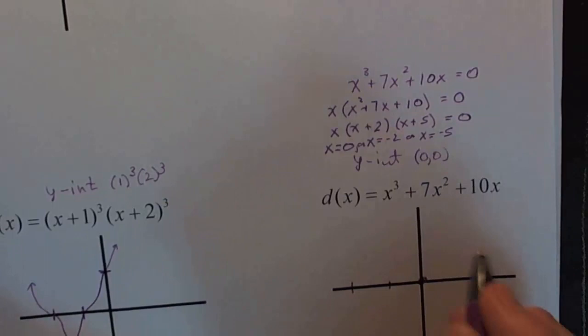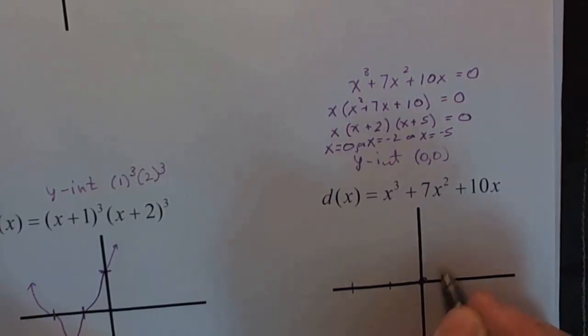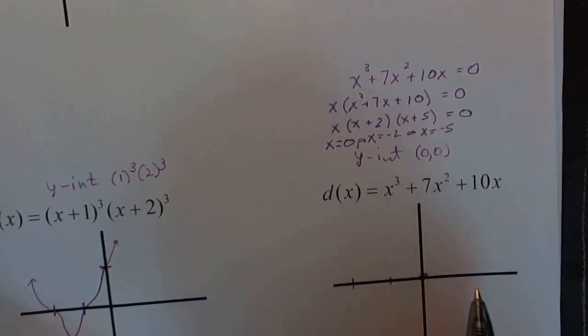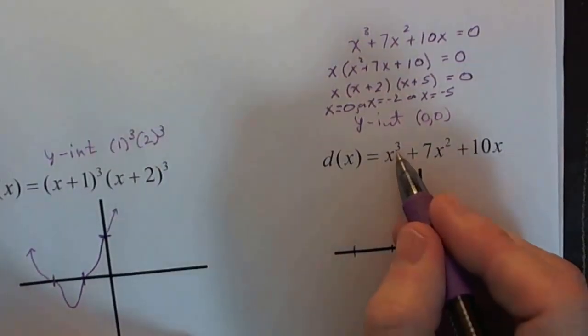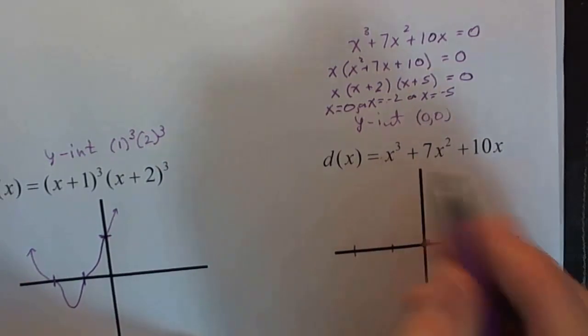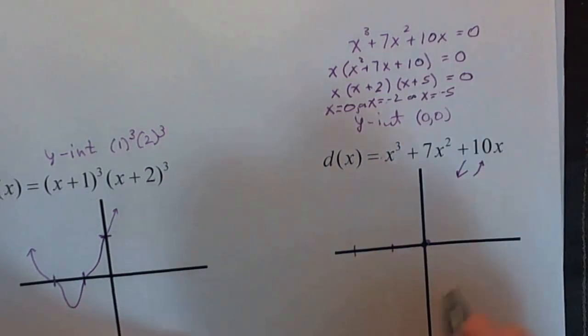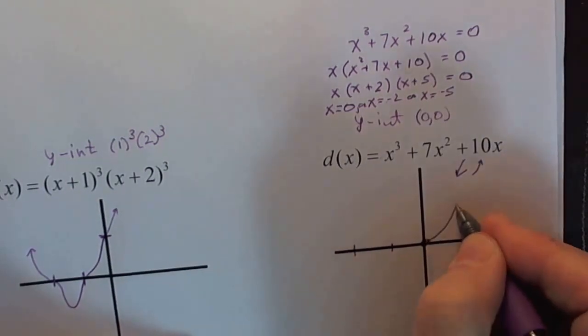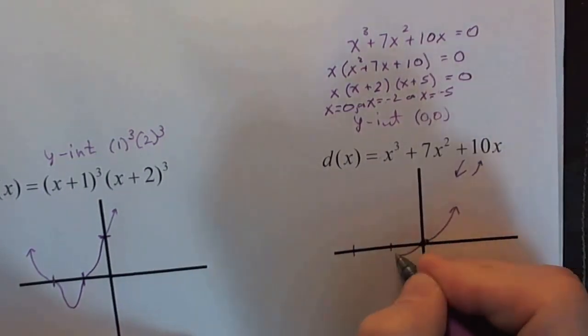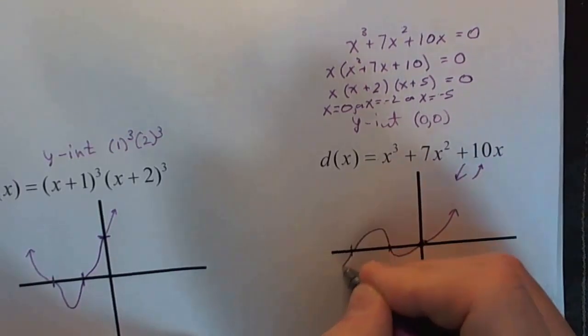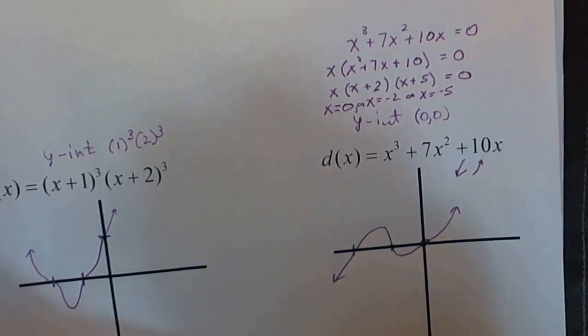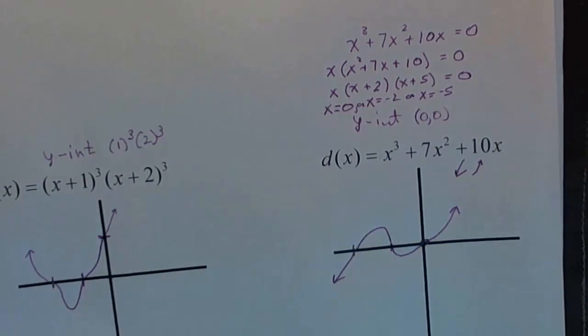Now the question is, when I'm sketching this, do I go down here like this, or do I go up here like this, right? Well, remember the extreme left and right behavior. This is an odd power, and it's positive. So that tells us to the left it's going down, and to the right it's going up. So we start here at the y-intercept, go up, cross down here, cross through here, and cross through here. And there is a rough sketch of our graph right there.